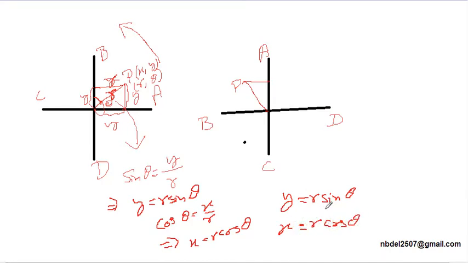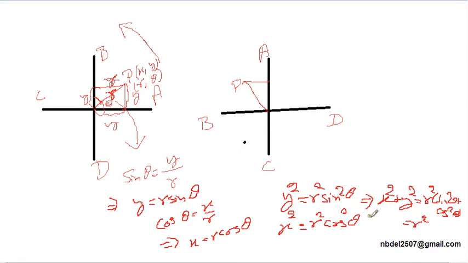If I square both of these and add them, this will lead to x square plus y square is equal to r square, and here we have sine square theta plus cos square theta, which is nothing but equal to 1. That means this is equal to r square, and this is the equation of a circle. X square plus y square is equal to r square is nothing but the equation of a circle.